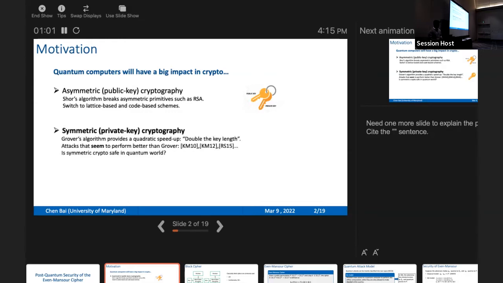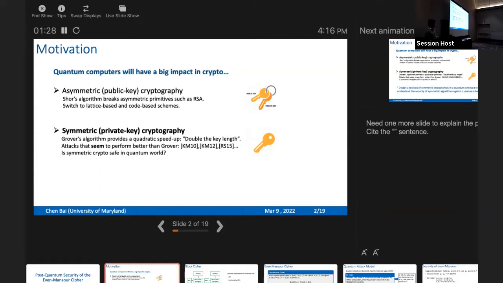The next main part of cryptography is symmetric crypto, also called private key crypto, which uses a same key to encrypt and decrypt data. And our work mostly focuses on symmetric crypto. In the quantum world, the most common quantum attack for symmetric primitives is based on Grover's algorithm, which provides a quadratic speedup for searching an unstructured database. So here comes a very straightforward solution. You can just double the key length to cover this quadratic speedup.